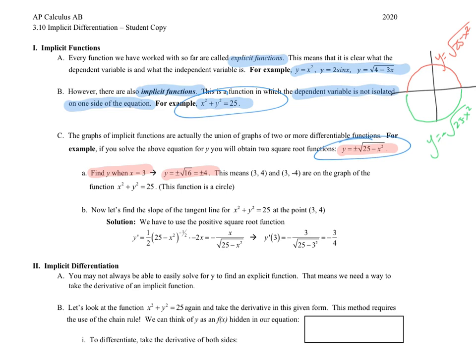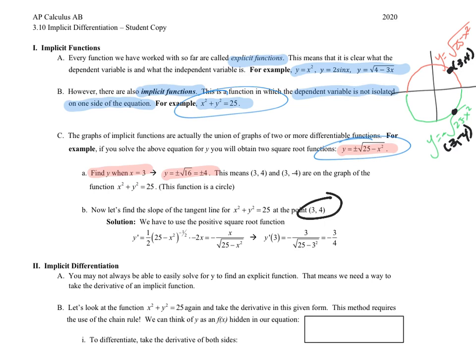So I just want to point that out on my nice little circle graph. That means I would have the ordered pair (3, 4), or I could have the ordered pair (3, negative 4), okay? Those are both on the graph of this circle. If I say find the slope of the tangent line for x squared plus y squared equals 25 at the point (3, 4), I would have some manipulating to do in order to do that.